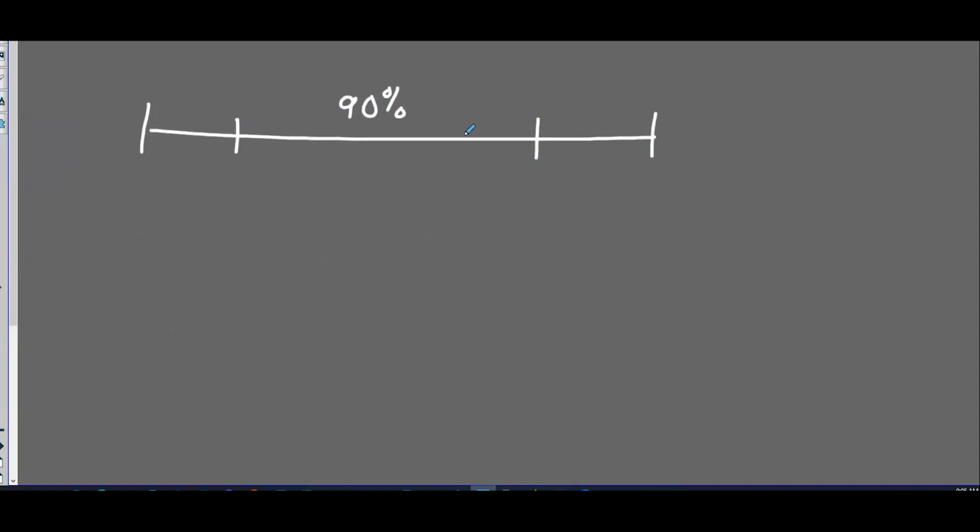So what would the middle 90% be? Well, that would mean that there would be 5% outside of that, right, on each side. So 10% total, 5% on each side. That would mean I would need to find the 5th percentile and the 95th.